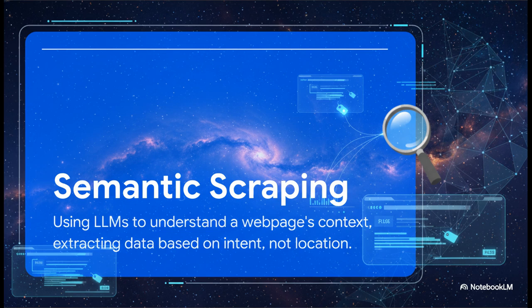Instead of using selectors, we use a large language model, like GPT-4 or Claude, to actually understand the page's content. We just tell it, I want the product price, and it uses its contextual understanding to find the element that semantically means price, regardless of its class name or where it is in the DOM.